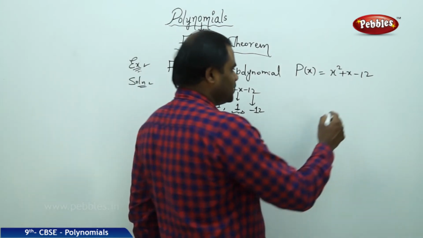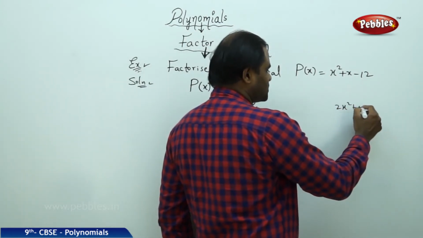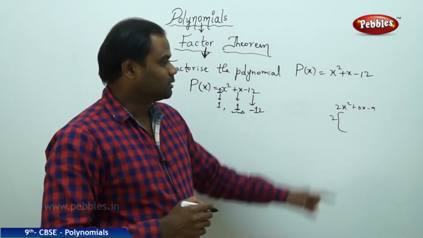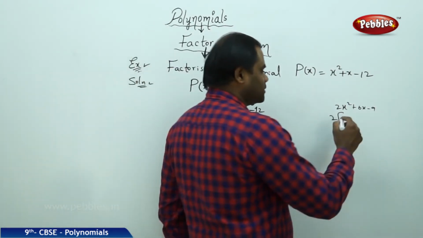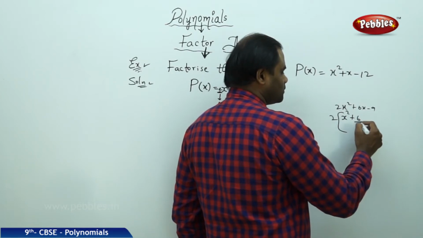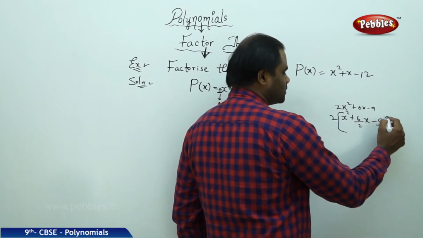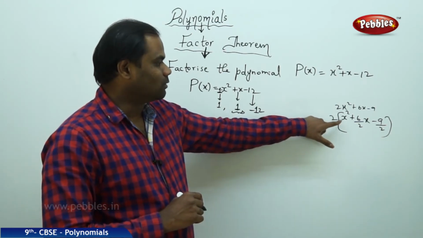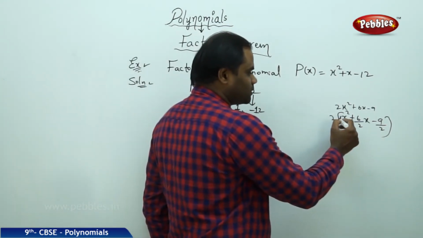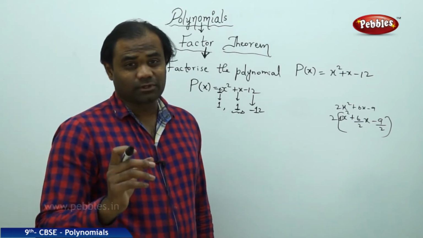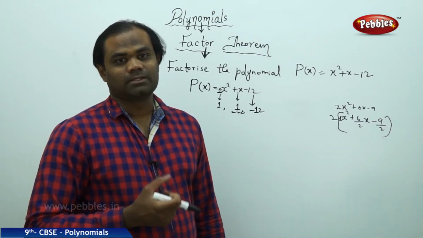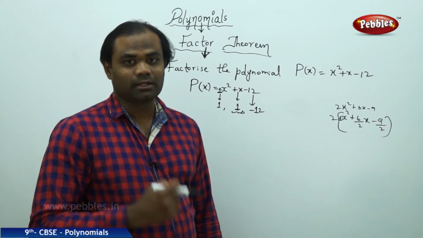Or for example, in case I have 2x squared plus 6x minus 9, then I try to make the coefficient of x squared 1 by taking 2 common, and I get x squared plus 6 by 2x minus 9 by 2. That is how we take the 2 out and make the coefficient of x squared, the coefficient of the highest degree term, equal to 1. That is how I understand the factor theorem condition.